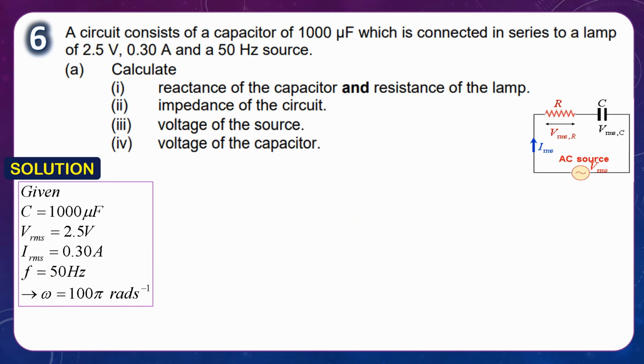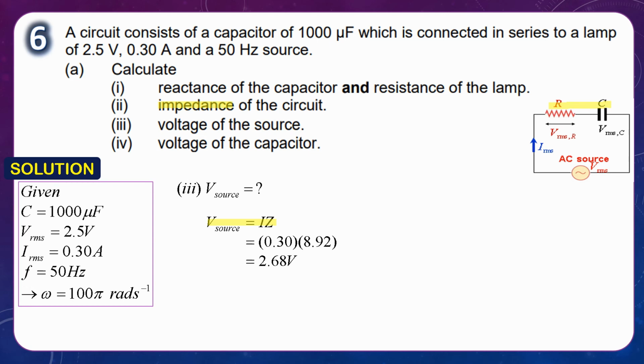For question number 6 A3, we need to calculate the voltage of the source, and for A4, we need to calculate the voltage of the capacitor. To calculate the voltage of the source, we will use the equation V source equal to I Z. This is because the circuit is an RC circuit, so we need to use the impedance that we calculated earlier. We just substitute the values and we get the answer for V source, which is equal to 2.68 volt.